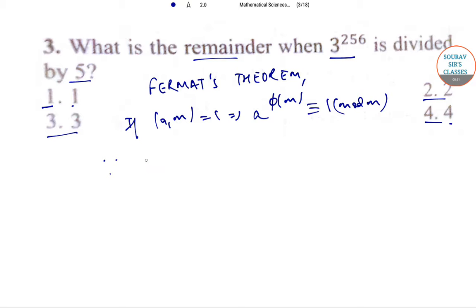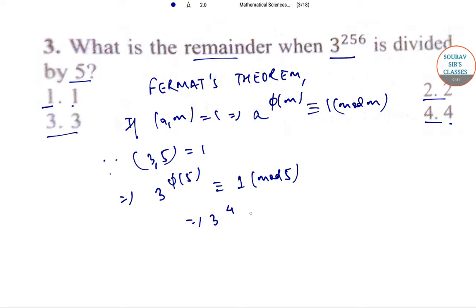Since gcd(3, 5) is equal to 1, therefore 3 to the power φ(5) is equivalent to 1 mod 5, that is 3 to the power 4 is equivalent to 1 mod 5.